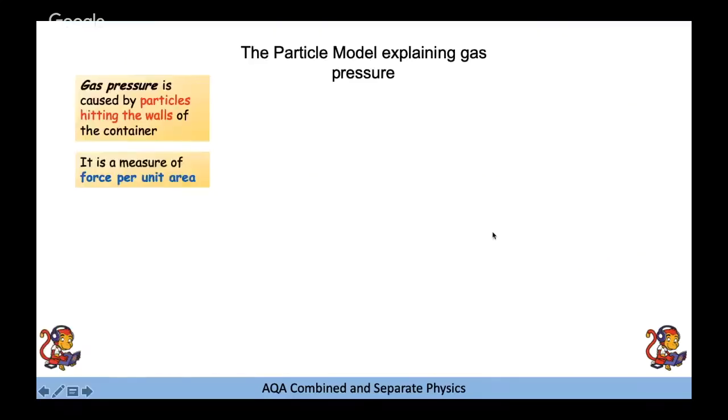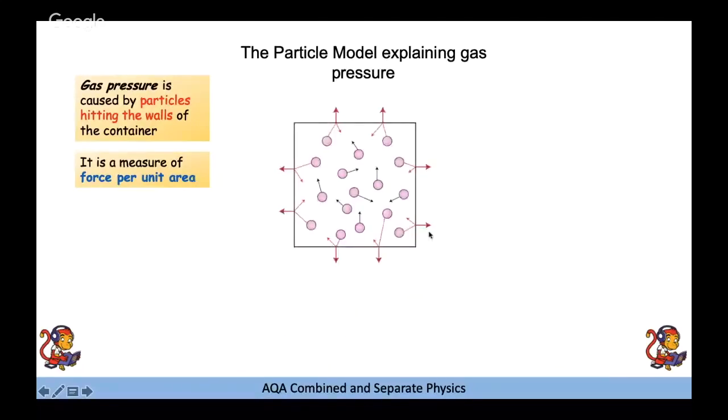Okay, so gas pressure then. Gas pressure is caused by particles hitting the walls of the container, and it's a measure of the force per unit area. So here we have a box with gas particles in it. What is gas pressure? Well, it's when those particles collide with the wall.